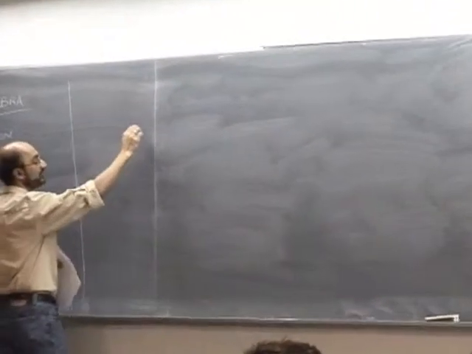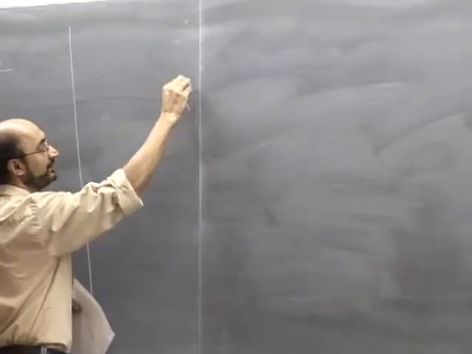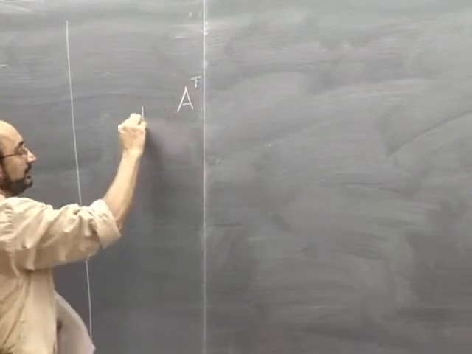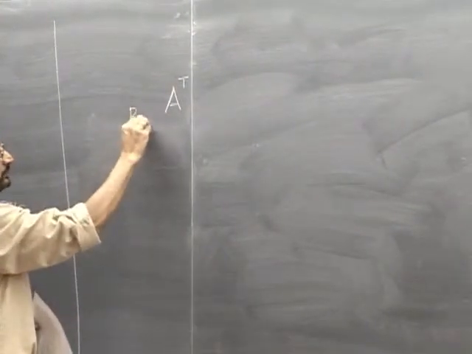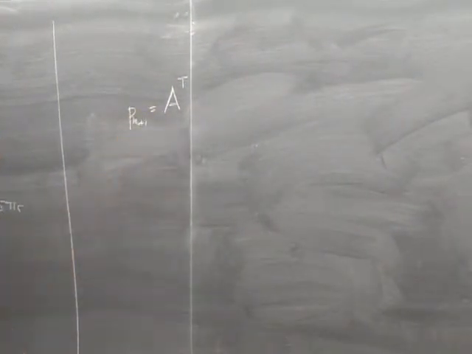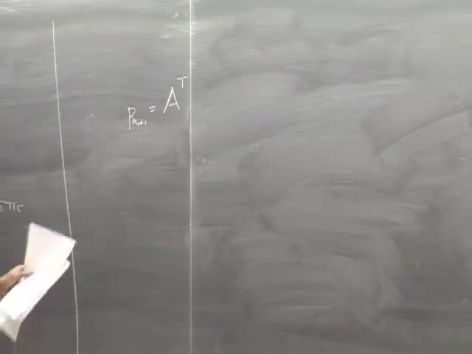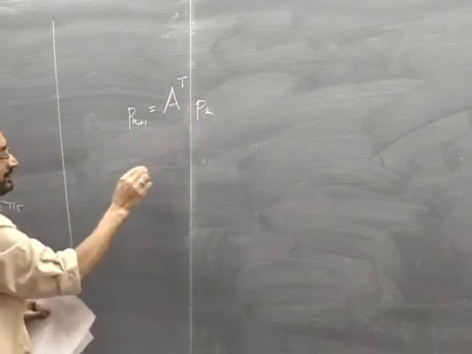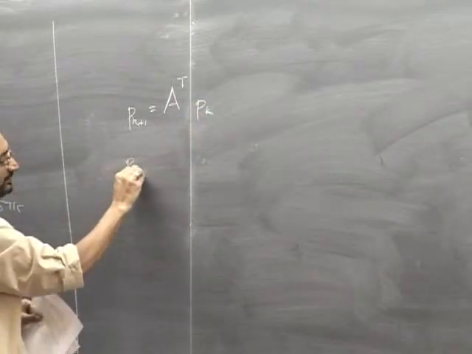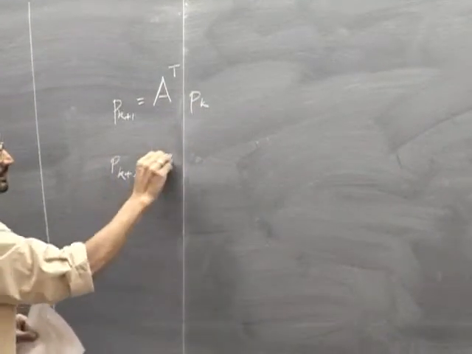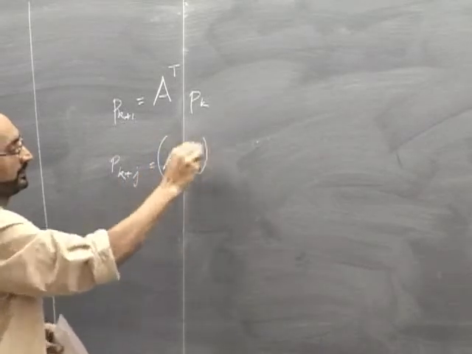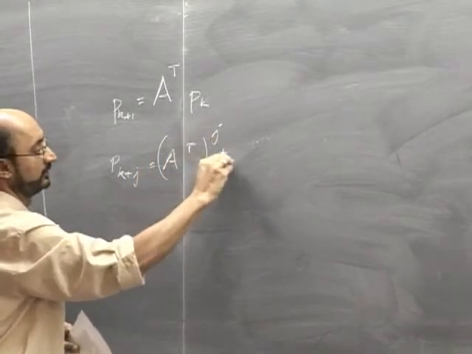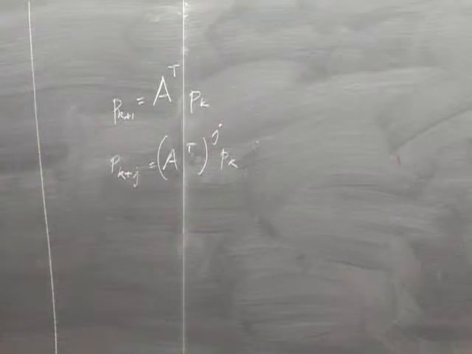So I wanted to just clarify something. I explained that if A is a right stochastic matrix, then P_{k+1}, the discrete probability distribution at step k plus 1, is given by A transpose P_k, and it's clear that P_{k+j} is going to be given by A transpose to the power j times P_k. So in other words, we can repeatedly apply the transpose of A to compute j steps.